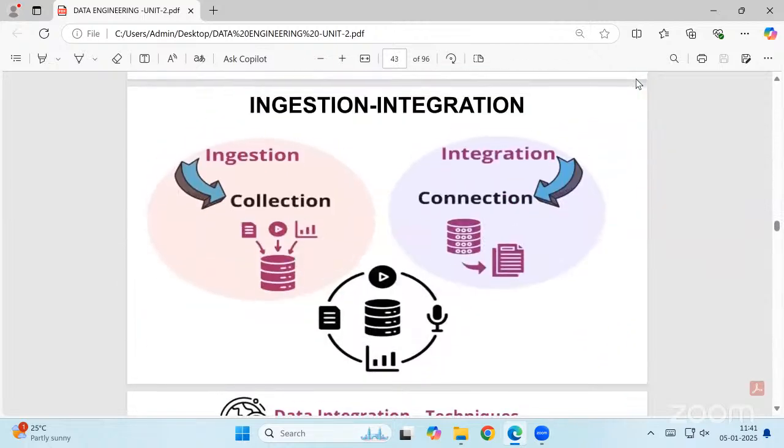So when to use ingestion and when to use integration? These are the different resources. If you want to make it a single report, then you have to do integration. Ingestion means collection of data from different resources. So if you want to do a collection operation, then you go with ingestion. If you want to integrate multiple resources into a single format, then we go with integration. That is called connecting the different formats and making them a simple format. Then we go with the integration part.